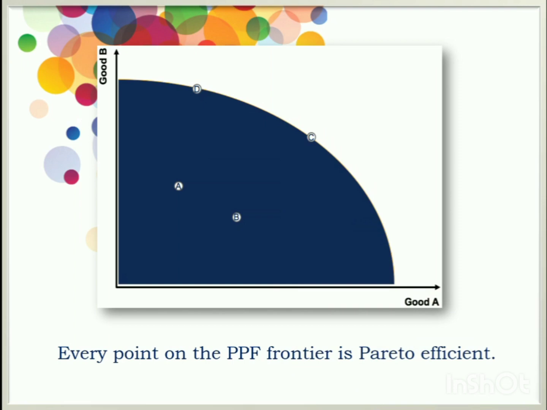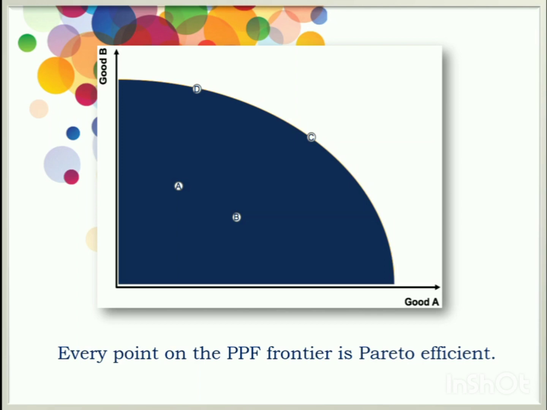Here, consider points A, B, C and D, which are Pareto efficient. Recall that a resource allocation is Pareto efficient if no Pareto improvement is possible. Points A and B are Pareto inefficient because there is a possibility of increasing output of both goods A and B. It would be a Pareto improvement as the total output in the economy increases.